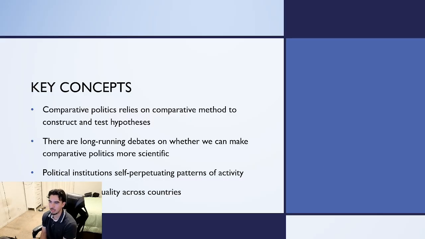Some key concepts that we're going to look at. Comparative politics relies on comparative method to construct and test hypotheses. So we're going to look at the actual statistics within political science in this class. And there's long running debates on whether or not we can make this more scientific. Okay, it's only two different methods that we really use: quantitative and then qualitative method. Okay, we'll take a look at political institutions and how they affect political activity, and then we're also going to analyze freedom and equity across countries.